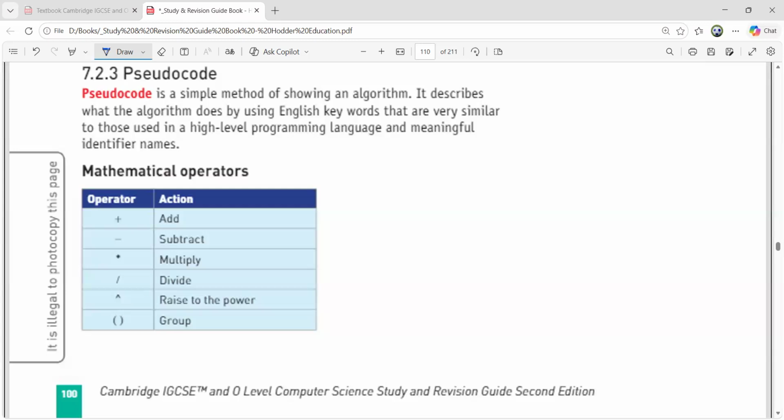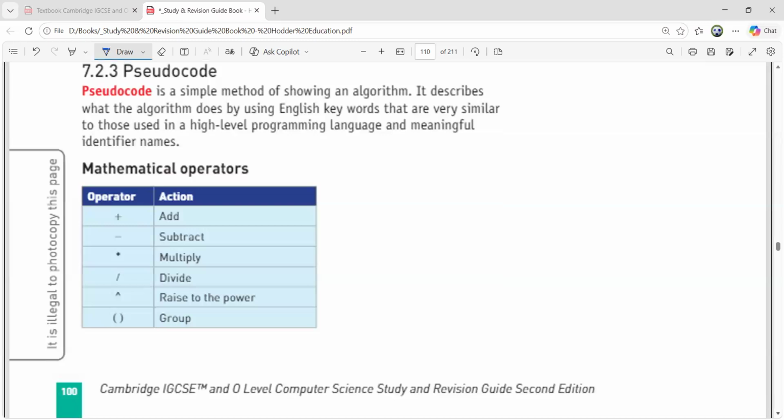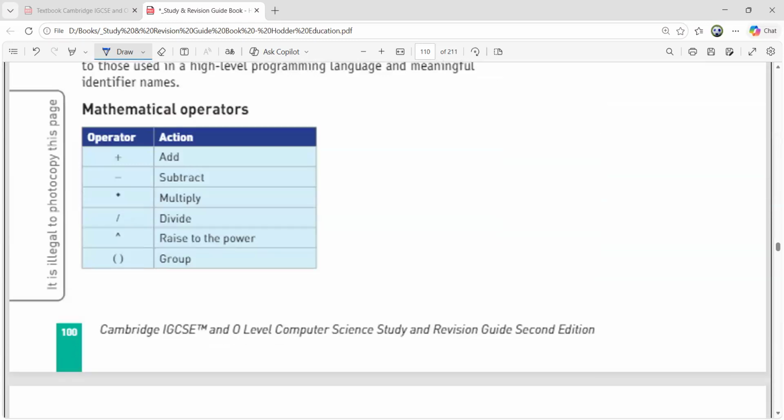Now moving to one important thing that I want you all to please note down, because it has come in the paper and can again come in your paper also, talking about the different types of operators. When it comes to mathematical operators, then you talk about add, subtract, multiply, divide, raise to the power, and the group. So these are your mathematical operators. Just be clear that these are considered to be mathematical. They can ask you to explain what mathematical operators are.